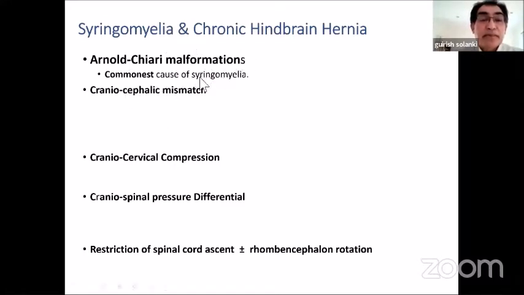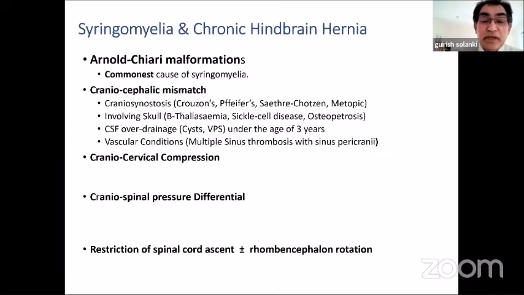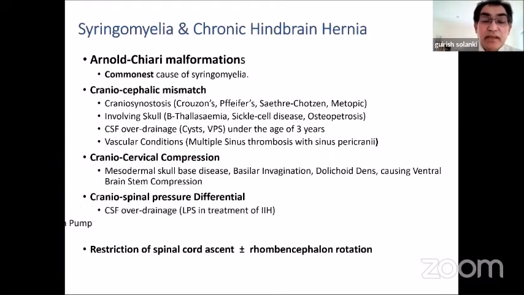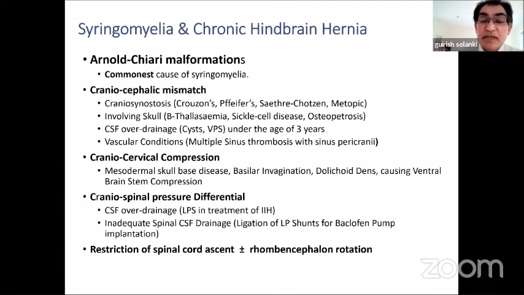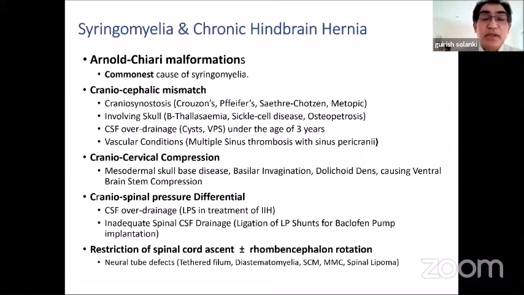So what we started looking at is that there are a number of conditions associated with the Chiari and syringomyelia. So the first one is that the vast majority of cases of syringomyelia are associated with Chiari, and they have craniocephalic mismatch. They can have craniocervical compression. They can have craniospinal pressure differential, and finally restriction of spinal cord ascent and rhombencephalon rotation. So these were the conditions that we thought are associated with syringomyelia. More than 90% of cases of syringomyelia have a hindbrain hernia.